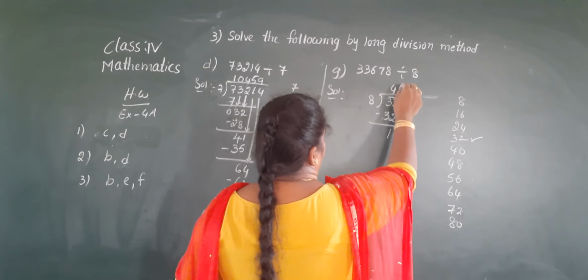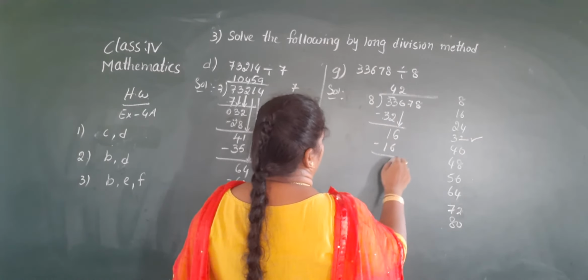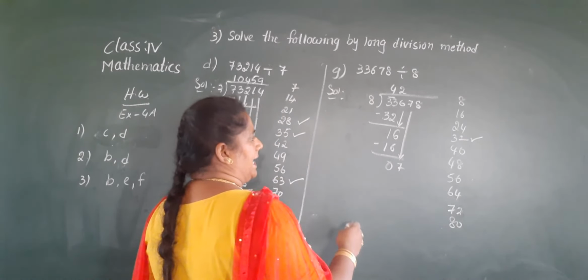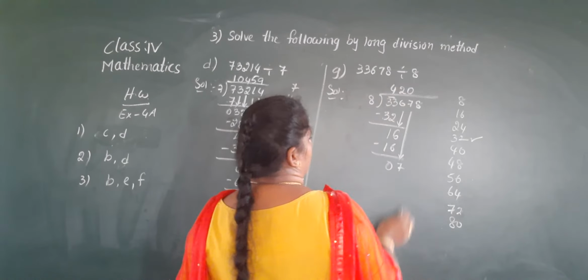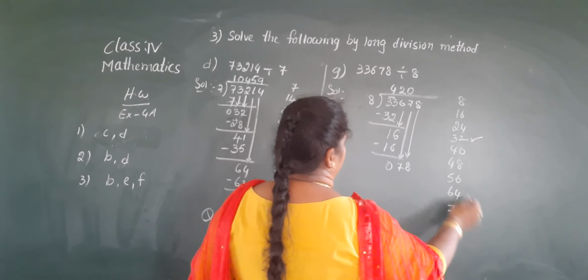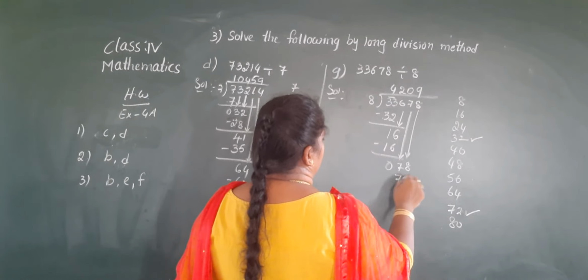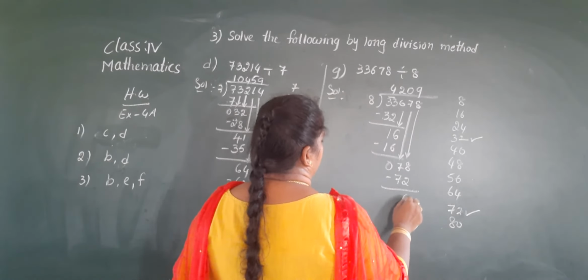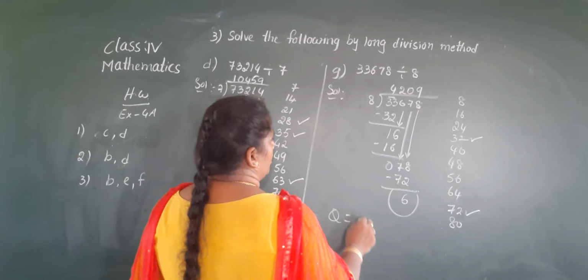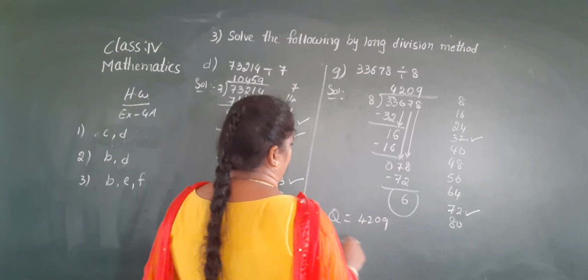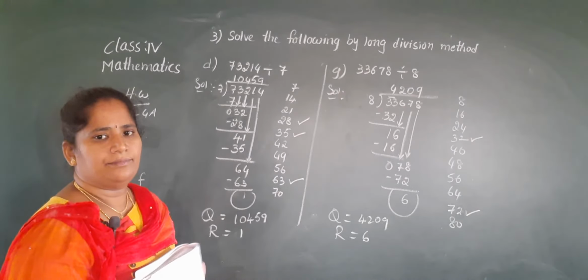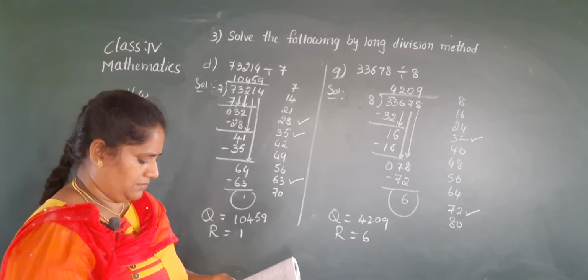Take down 6. 8 twos are 16, remainder 0. Take down 7. 7 is not divisible by 8. In this case, keep 0 in the quotient place and take down 8. 78, the nearest number is 72. 8 nines are 72. 8 minus 2 is 6. 6 is less than 8. Therefore the quotient is 4209 and the remainder is 6. Okay? Note down this.